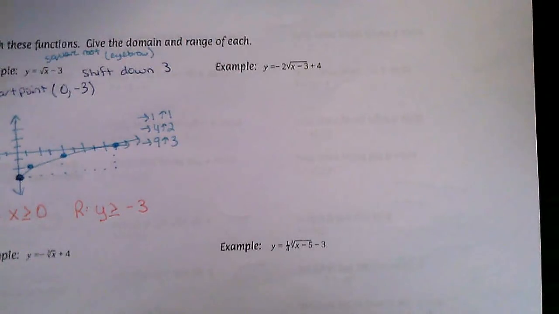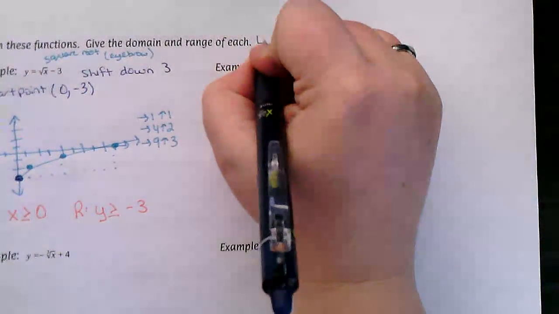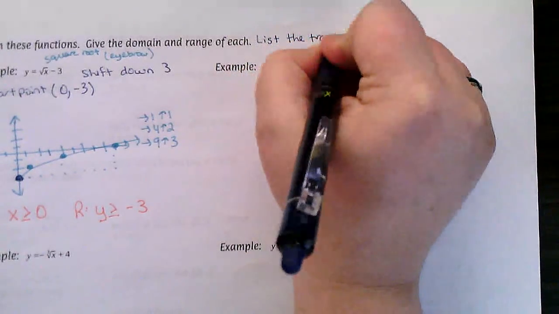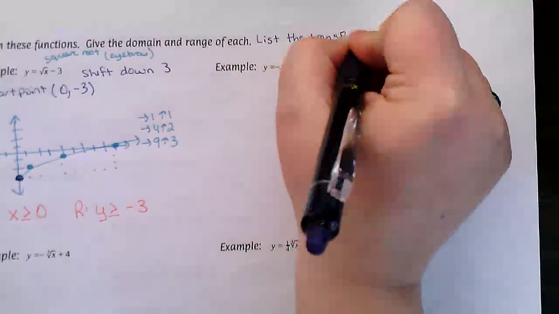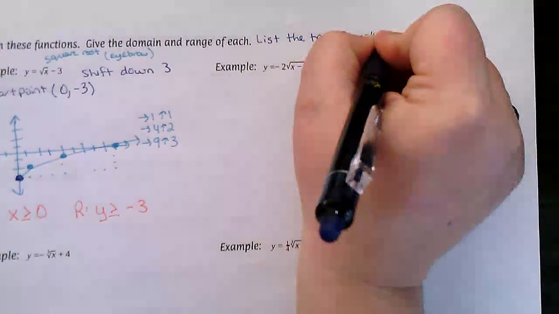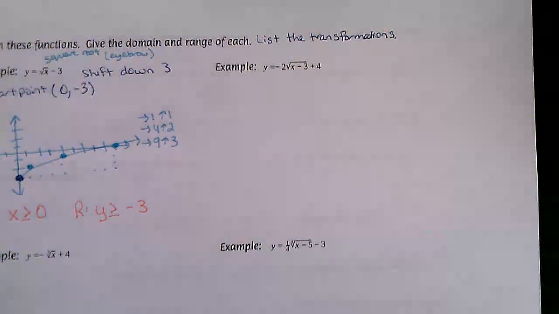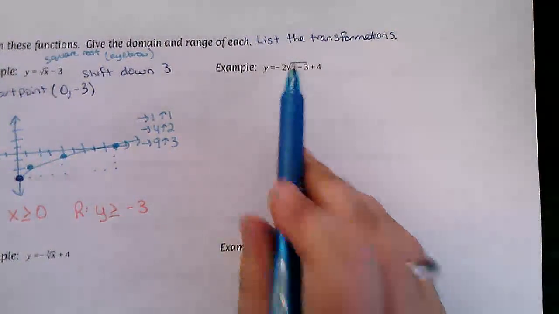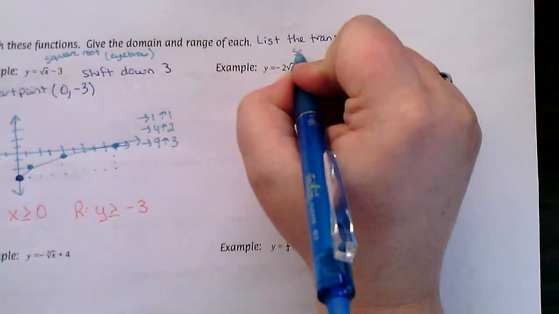Okay. Next one. On the next one, I have a lot more going on. So first we need to figure out if this is square root. We're also going to list the transformations of each of these. Okay. Is this cube root or is it square root? Well, without that 3 in the index, I know that this is square root.